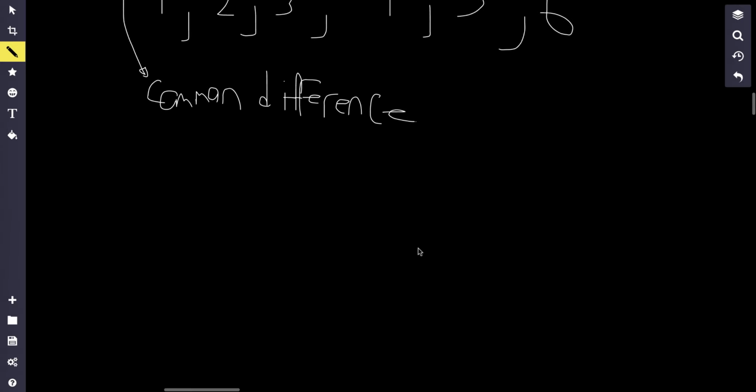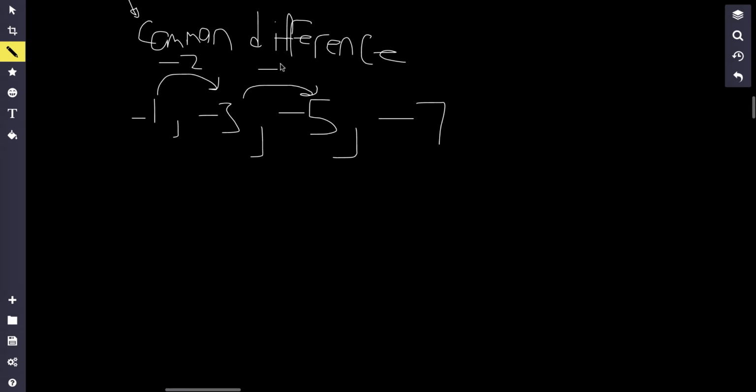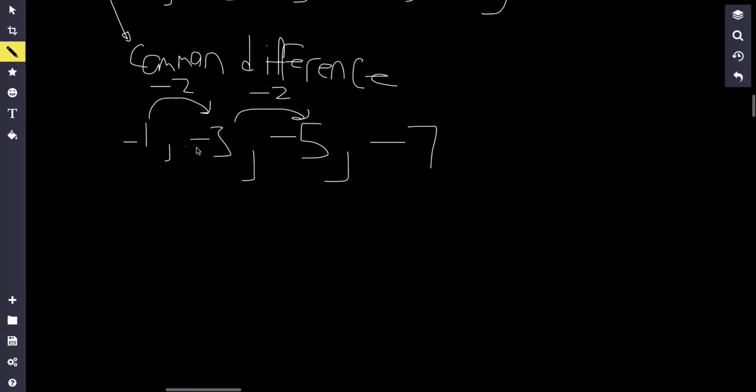Well, another example. Let's say I have a sequence like this. What would be the common difference? Well, to get from -1 to -3, in this case, I would actually have to subtract 2, right? To get from -3 to -5, I would subtract 2. So this right over here, the common difference would just be -2.